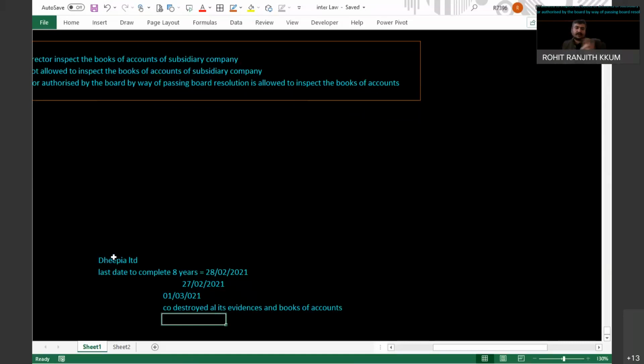According to section 128, if you read, the books of accounts shall be preserved for a maximum of how many years? Answer the question. For a maximum of how many years? It shall be kept for a maximum of 8 years. That's what I have done. I had to keep it for 8 years, 8 years got completed, so I have destroyed it. So nothing wrong I have made in this.